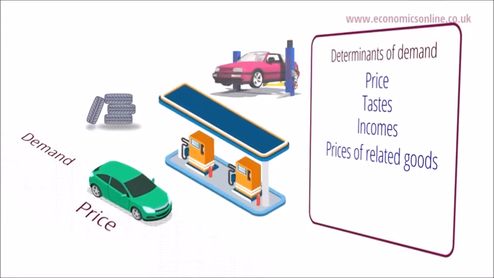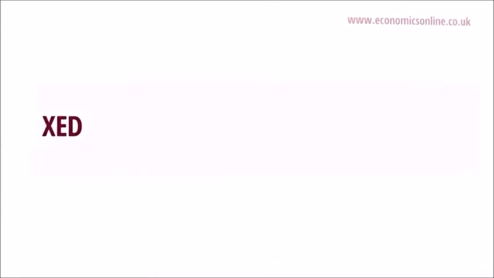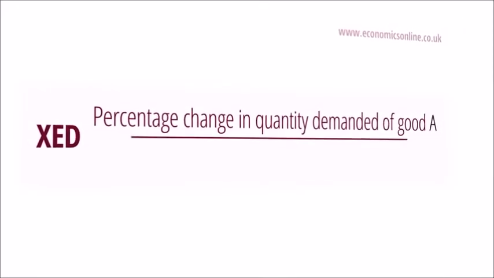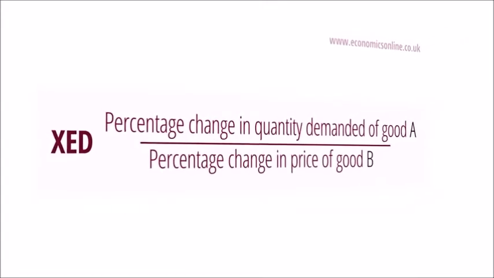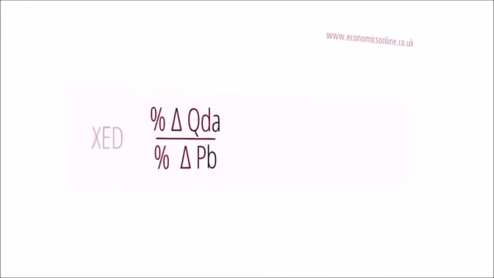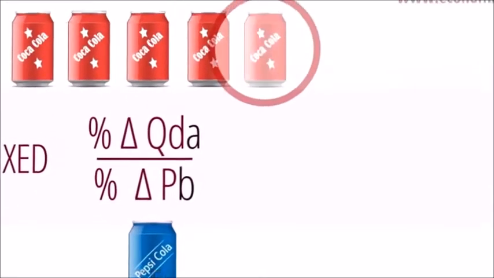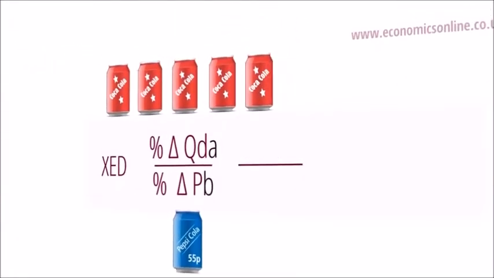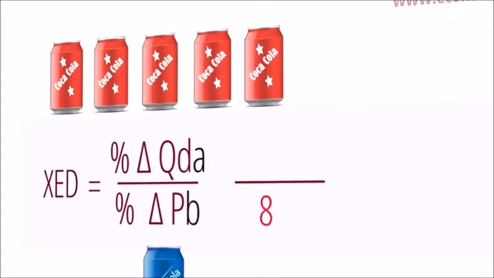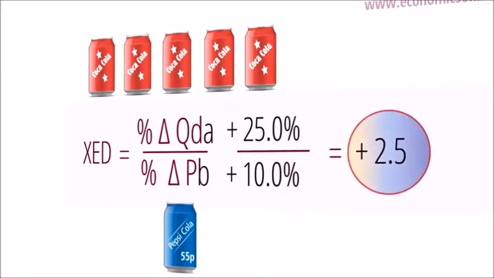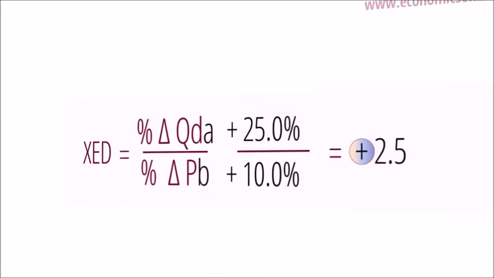The equation to calculate the coefficient of cross-elasticity is XED equals the percentage change in quantity demanded for good A over the percentage change in the price of good B. For example, if, as a result of a 10% increase in the price of Pepsi Cola, the demand for Coca-Cola increases by 25%, then the cross-elasticity of Pepsi with respect to Coca-Cola is plus 2.5. This is a positive value. As the price of Pepsi rises, the demand for Coca-Cola, a substitute, also rises.